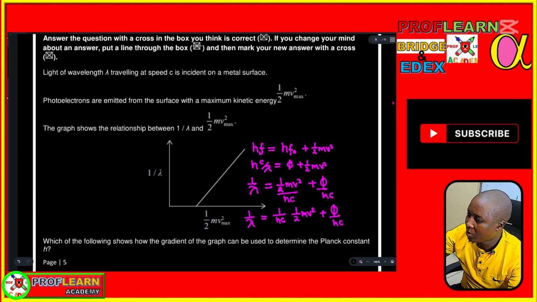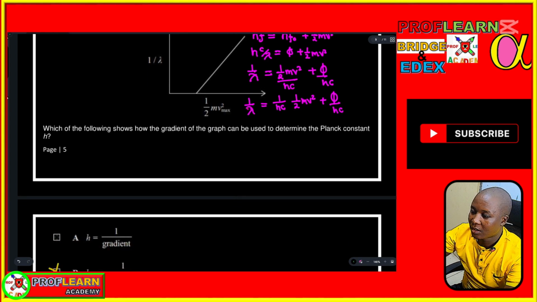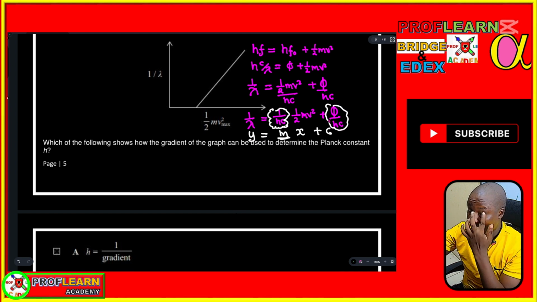So I want to relate this equation with the wave equation. If I relate this equation with y equals mx plus c, you can see this is the gradient, and the gradient of this graph is going to represent 1 over hc, and the whole of this part is the y-intercept. So if you take the y-intercept of this and equate it to this, we are going to have another equation.